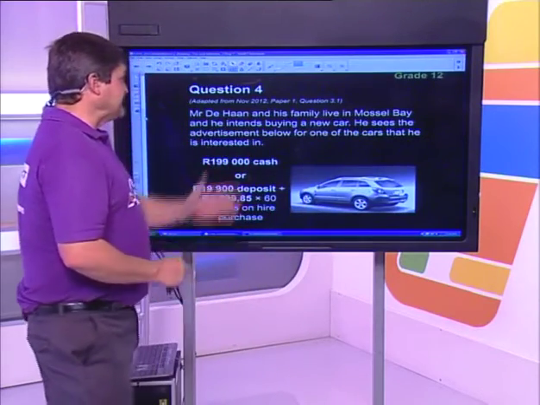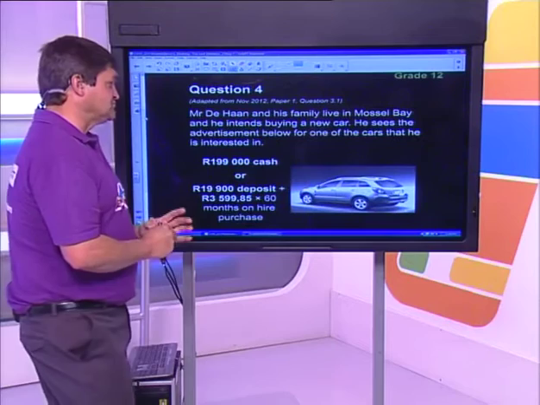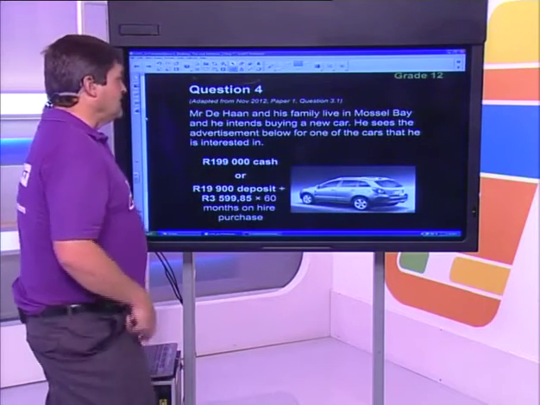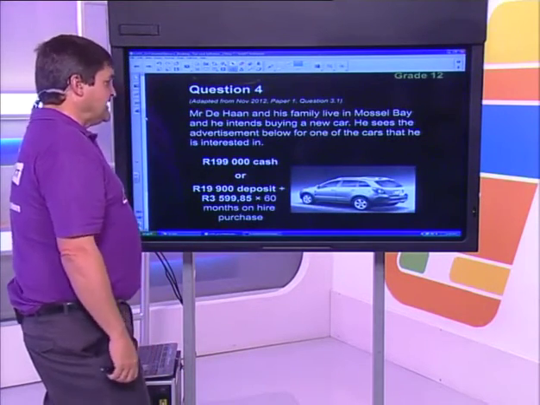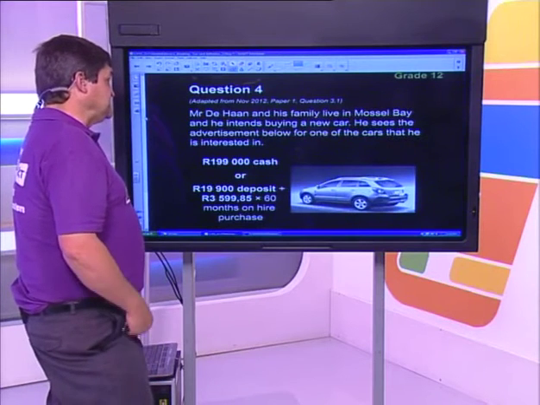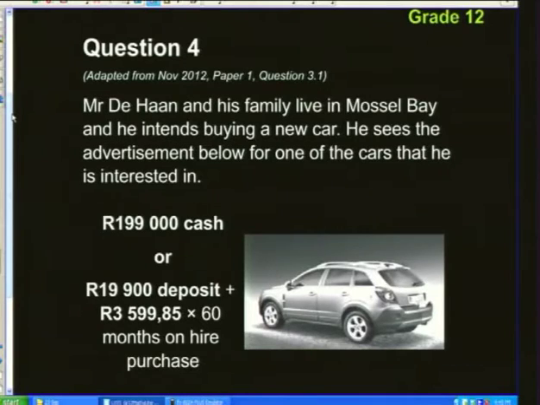Let's get on with some mathematics. Right, our next finance question. Guys, again, this is adapted from the November 2012 paper 1. Here we go. Mr. Dahan and his family live in Mossel Bay, and he intends buying a new car. He sees the advertisement below for one of the cars he's interested in. And the ad says the following: you can pay 199,000 Rand cash, or 19,900 Rand deposit plus 3,599 Rand 85 cents for 60 months on hire purchase.